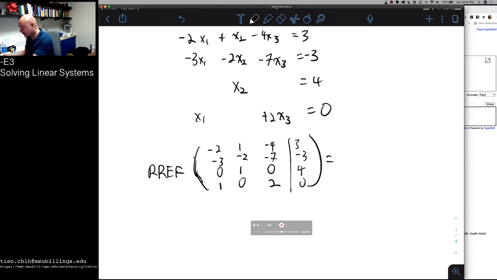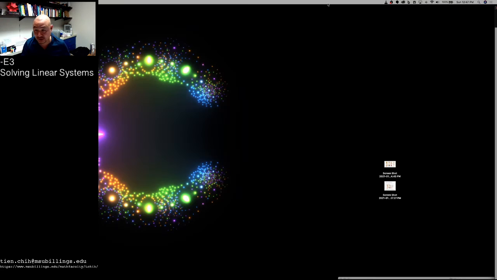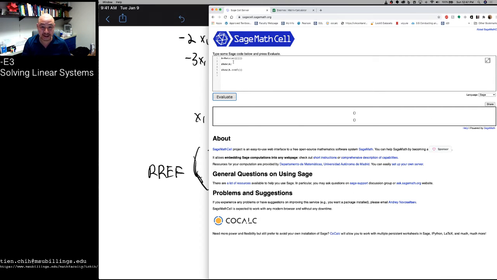So let's pop over, let's go back to Sage here, and let's enter in our 4 rows. So there's -2, 1, -4, 3. Then the next row, -3, -2, -7, -3, 0, 1, 0, 4, and our last row, 1, 0, 2, 0.